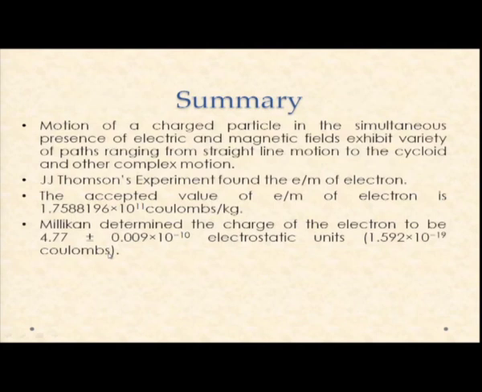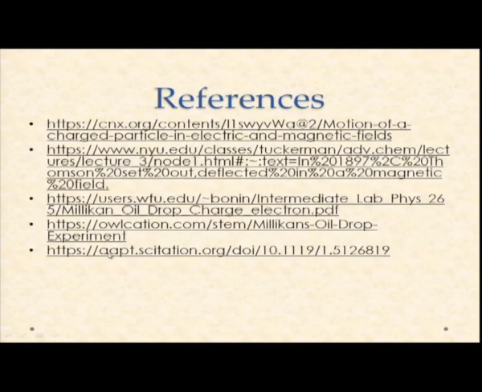So in this lecture, we have learnt the motion of a charged particle in simultaneous electric and magnetic fields, and J.J. Thomson's experiment to find the e by m of the electron. In that experiment, you learnt that the accepted value of e by m is 1.7588196 into 10 power 11 coulombs per kilogram. Then Millikan's oil drop experiment, in which the charge of an electron is determined. It is found to be 1.592 into 10 power minus 19 coulomb. These are the things we learned from this lecture. You can learn more about this concept by surfing through this website.